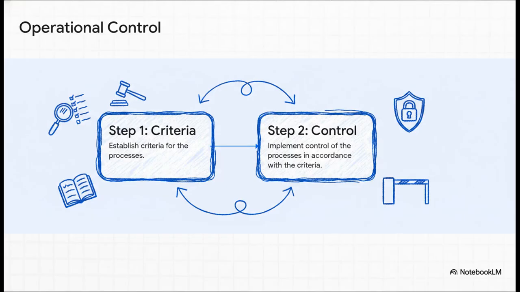I just love how simple and powerful this is. It really boils operational control down to this elegant two-step loop. First, you define what good looks like. What are the rules for this process? That's your criteria. For example, all new cloud services have to go through a security review before deployment. Then, step 2, you build the guardrails, the controls, like a mandatory step in your deployment pipeline that literally stops the release until that review is approved.